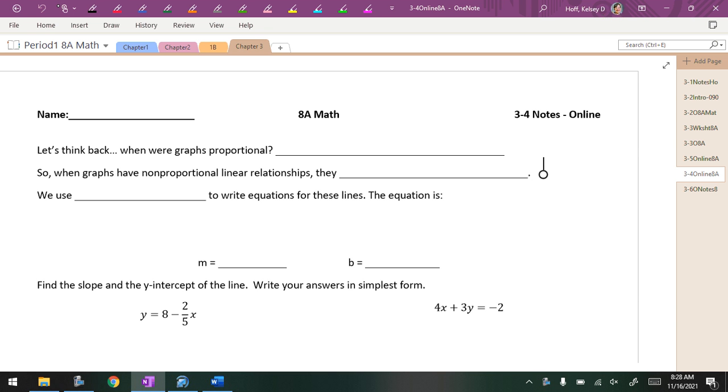X is 0. So it was okay to graph that, but it's kind of a lot of work, agreed? You had to plug in 0 and then solve for x. You had to plug in 0 and solve for y. Slightly annoying. So I'm going to teach you a different way today.